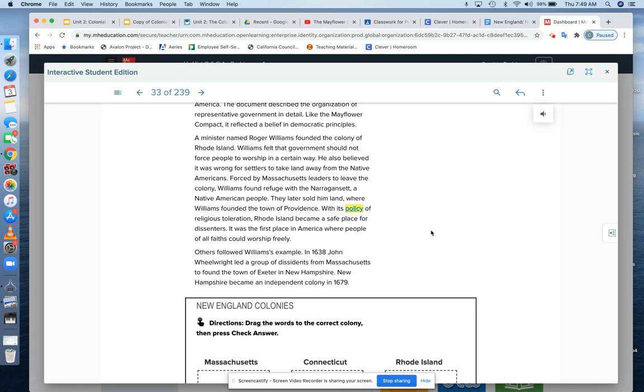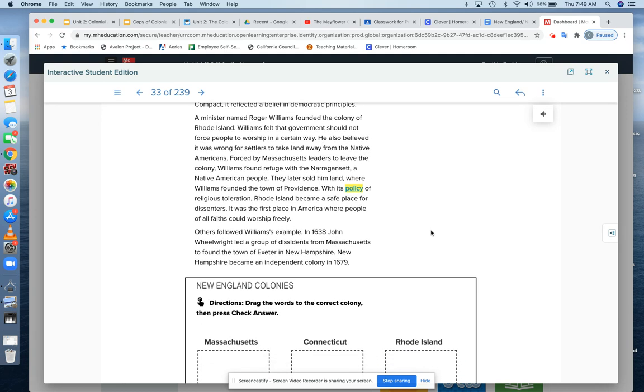and the laws. A minister named Roger Williams founded the colony of Rhode Island. Williams felt that the government should not force people to worship in a certain way. He also believed it was wrong for settlers to take land away from Native Americans. Forced by Massachusetts leaders to leave the colony, Williams found refuge with the Narragansett, a Native American people. They later sold him land where Williams founded the town of Providence.